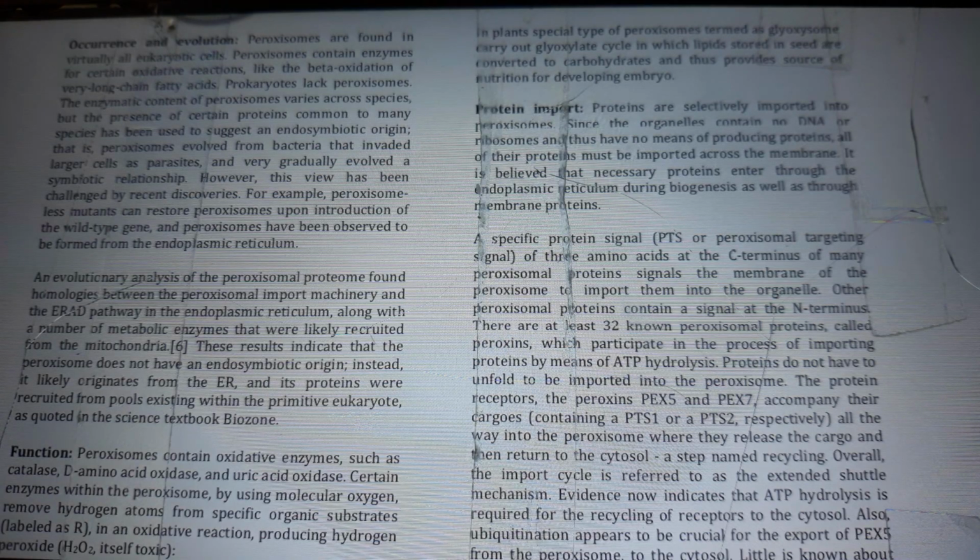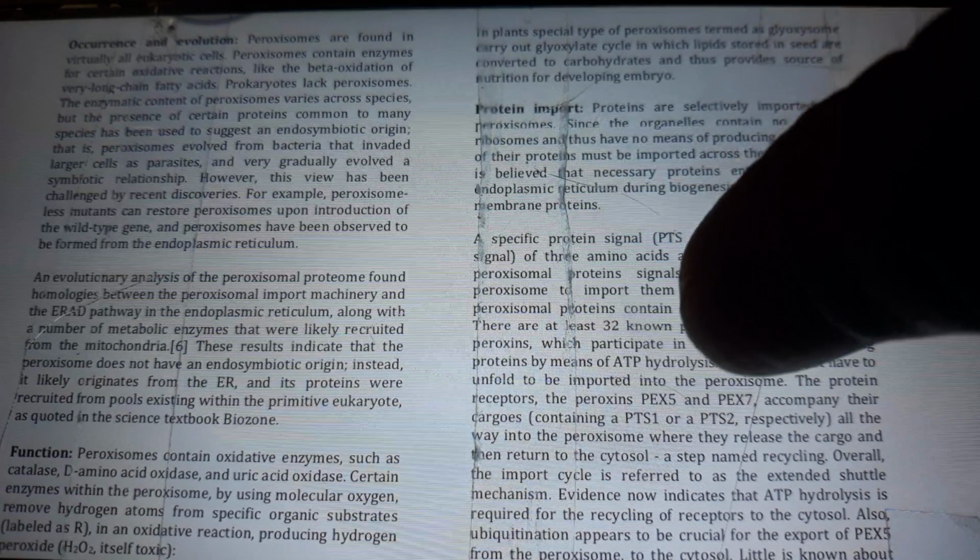Protein import. Proteins are selectively imported into peroxisomes since the organelles contain no DNA or ribosomes and thus have no means of producing proteins. All of the proteins must be imported across the membrane. It is believed that necessary proteins enter through the endoplasmic reticulum during biogenesis as well as through membrane proteins.